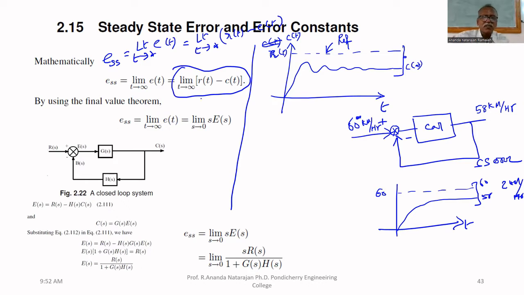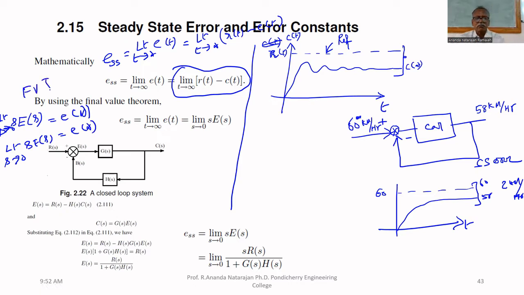If you apply final value theorem, suppose you know E of S. If I know E of S, how to find E of infinity? We have to multiply this by S, limit S tends to 0. S E of S equal to E of infinity. That is by using final value theorem. Final value theorem says that E of infinity equal to limit S tends to 0, S F of S.